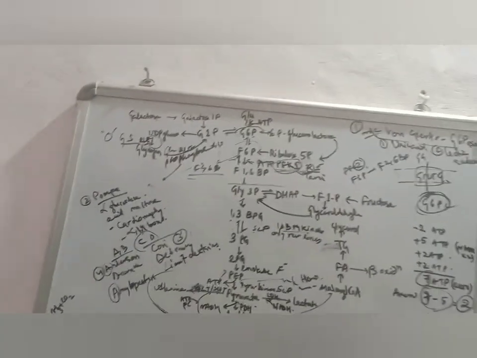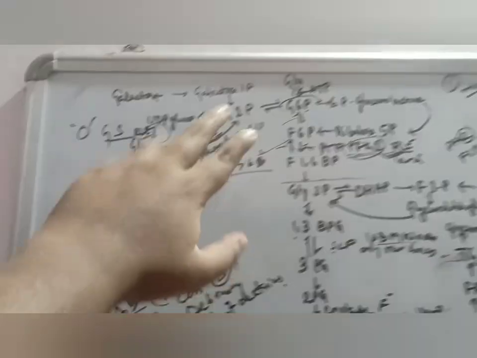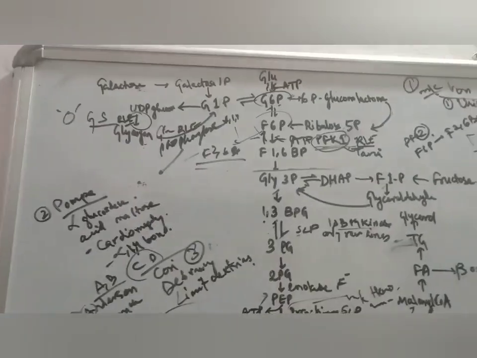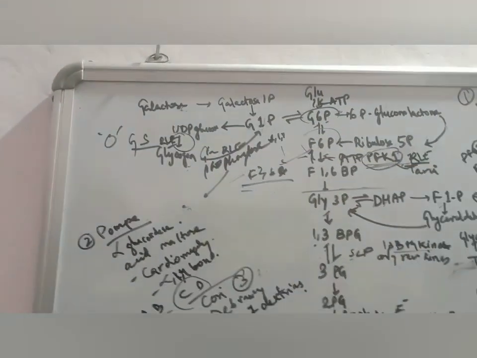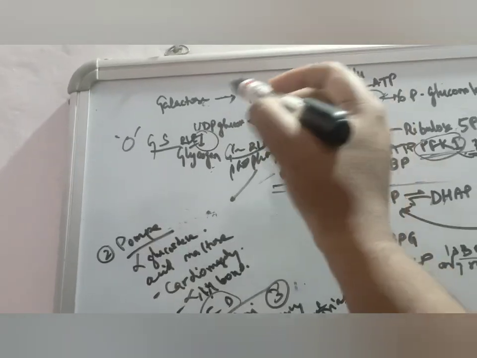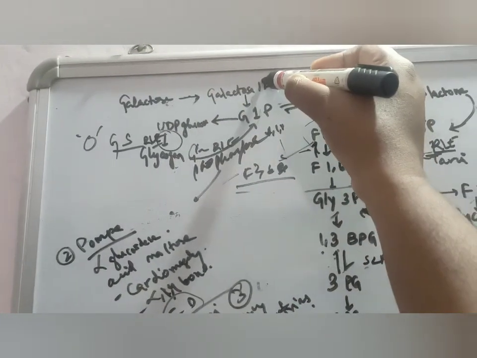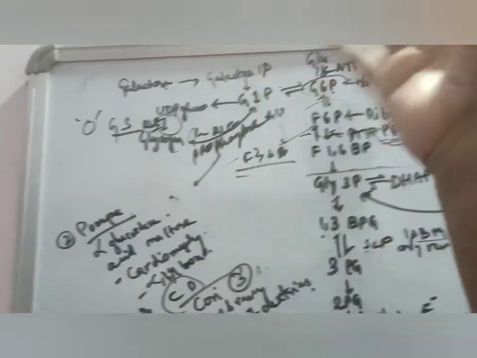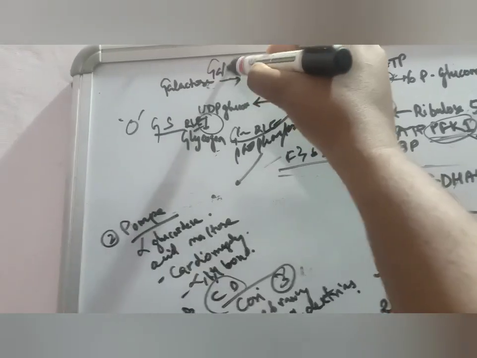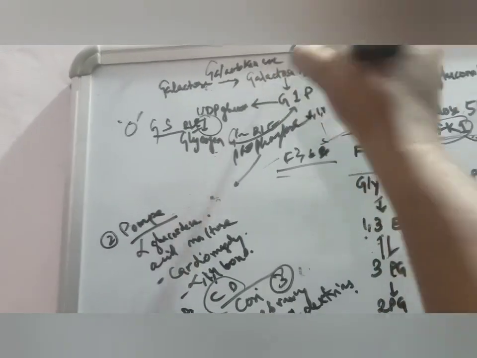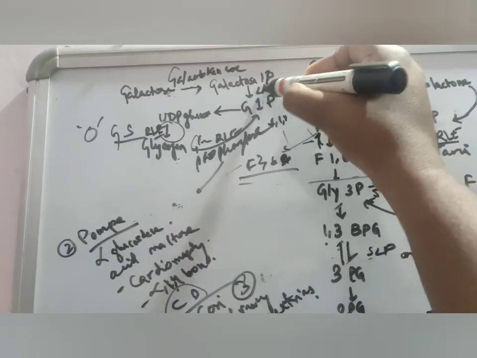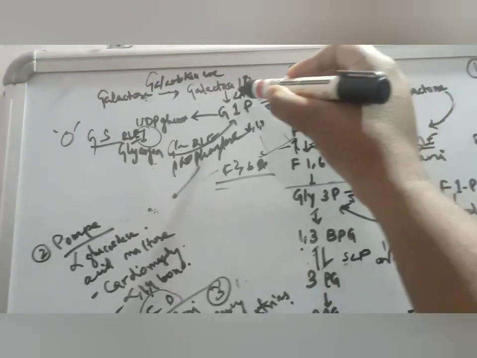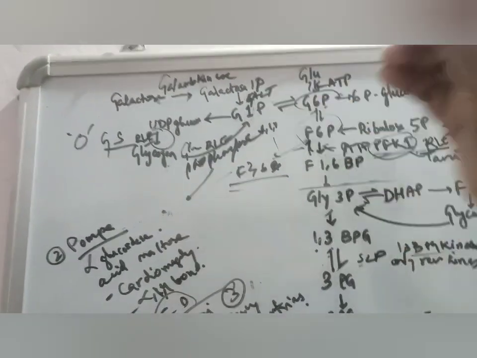So this is done. Then we come to the galactose pathway. From galactose, you will have galactose 1-phosphate, and from galactose 1-phosphate, you will have glucose 1-phosphate, then it can become glucose. Galactose to galactose 1-phosphate, phosphate has been added. So let us call this enzyme galactokinase. And from here to here, this is GALT, galactose 1-phosphate uridyl transferase.